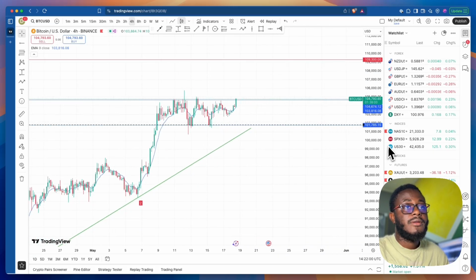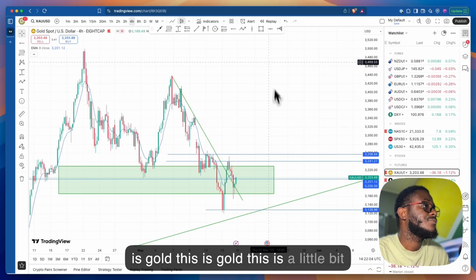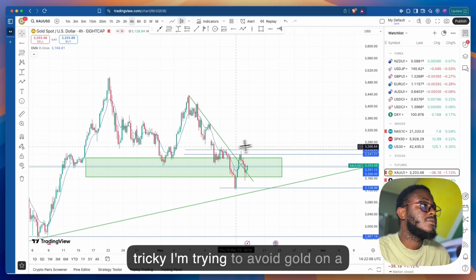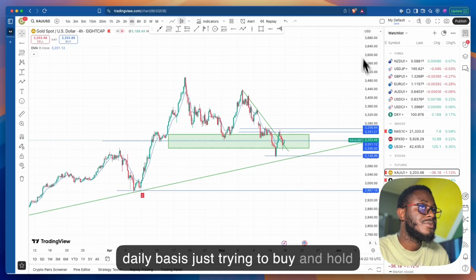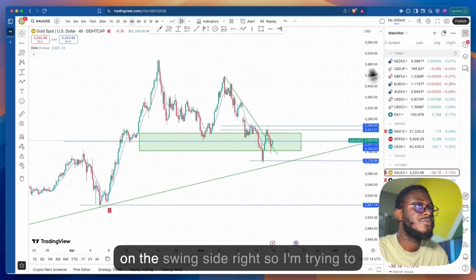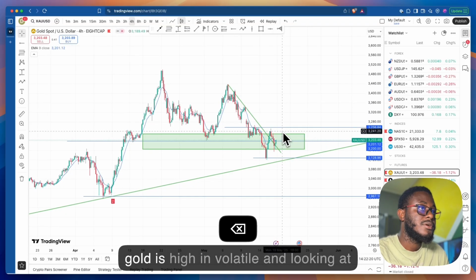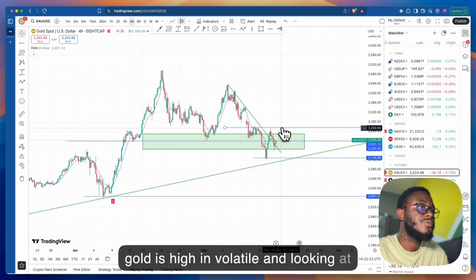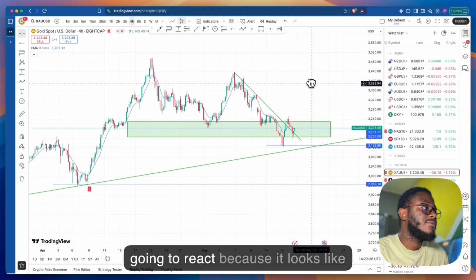Okay, and now let's go to gold. This is gold. Gold is a little bit tricky. I'm trying to avoid gold on a daily basis. Just trying to buy and hold gold as a long-term investment, more on the swing side. So I'm trying to trade gold on the swing side because gold is highly volatile.